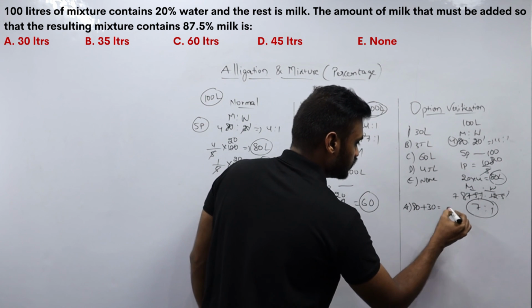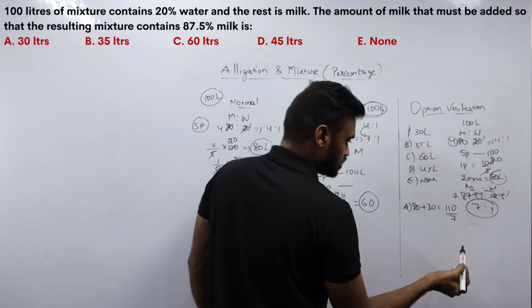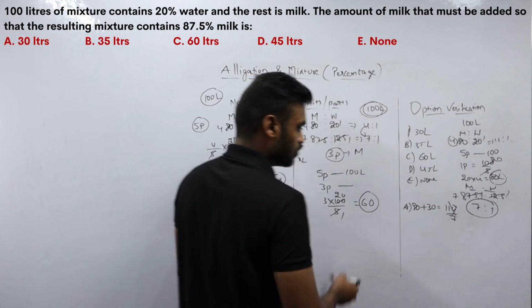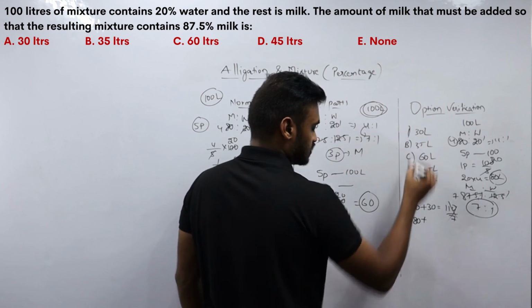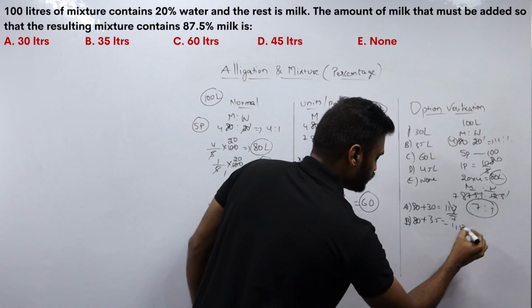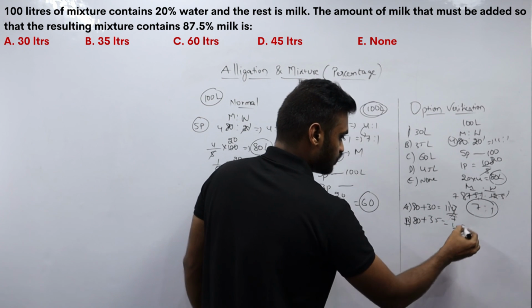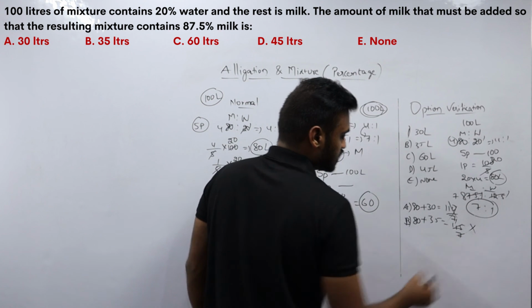80 plus 30 we will get 110. So is 110 divisible by 7? I think it is not exactly divisible. Okay, B is 80 liters plus 35 liters. So we will get 115 by 7. 7 ones are 7, 7 sixteens are 112, and the remainder is 3, so this is not exactly divisible.